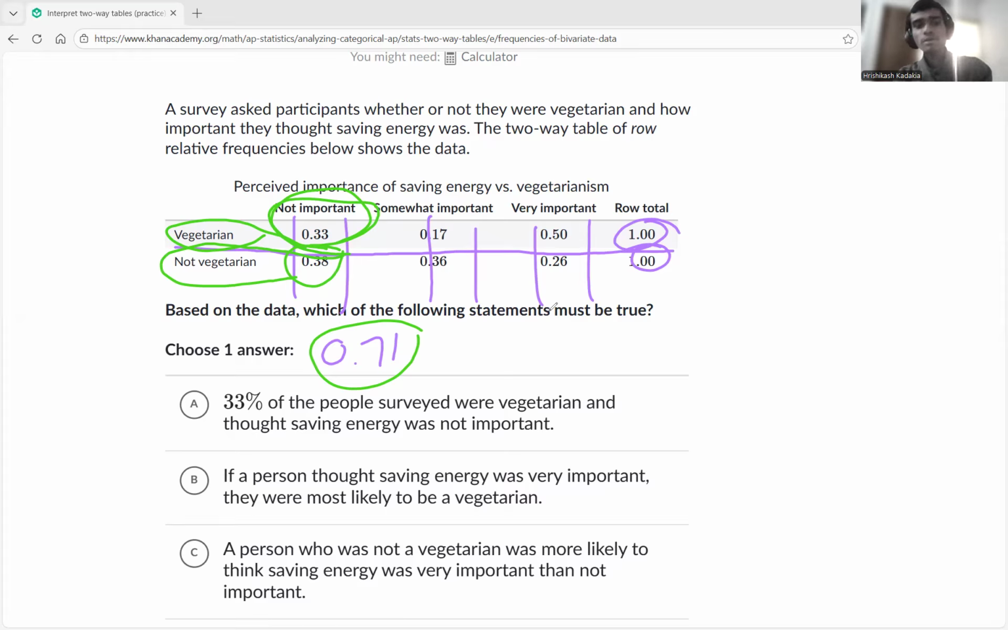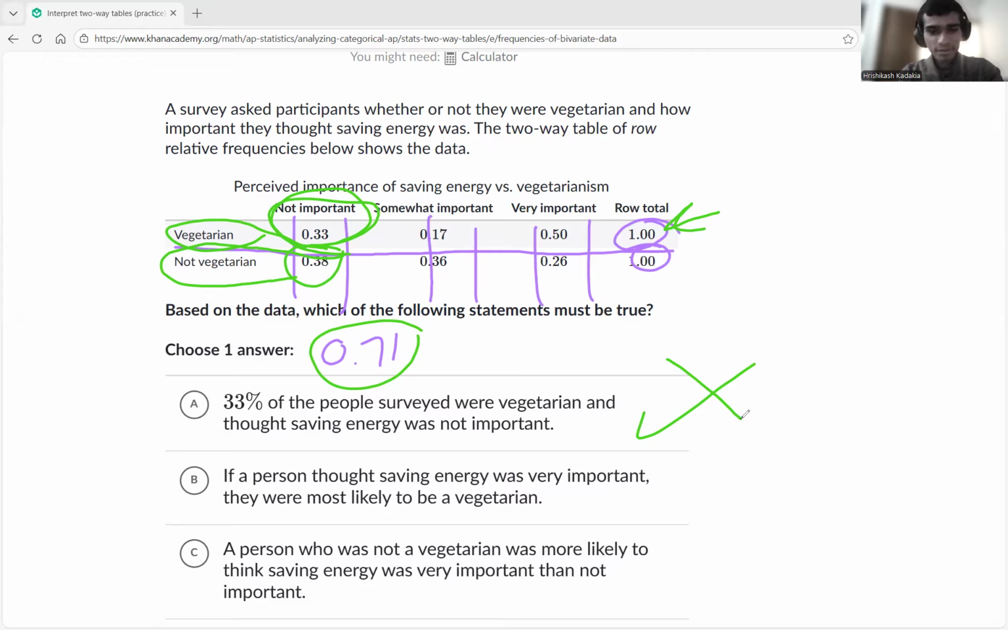Which of the following statements must be true? 33% of the people surveyed were vegetarian and thought saving energy was important. Now this one we actually don't know how many people were surveyed. Yeah, because 33% of the people surveyed were vegetarian, right? Because in total we have one. So we know 33% were vegetarian, but 33% of the people we don't know actually here. So that way this would be kind of incorrect, because we don't know how many people in total we had. But let's check the other options.